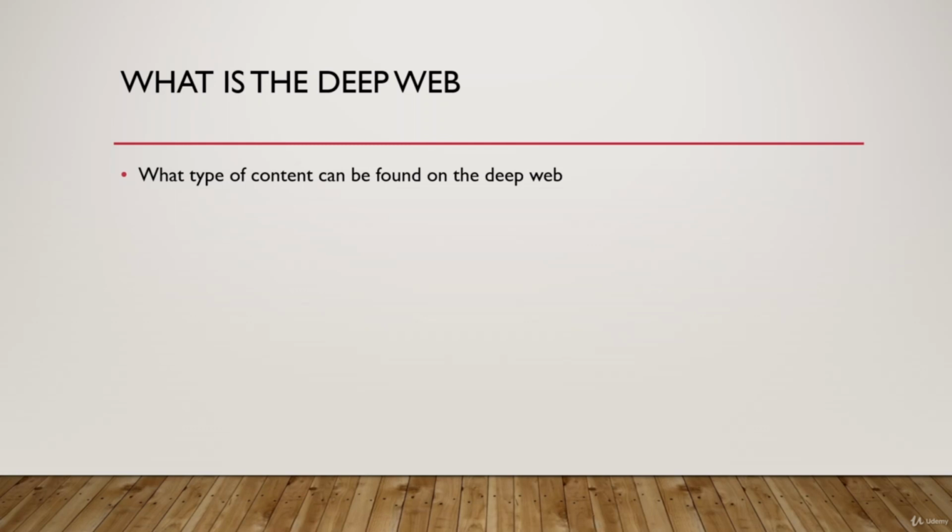But as I mentioned before, the type of content that you can find on the deep web will be mostly boring stuff. For example, emails, archives, bank account statements, and those pages are usually protected by passwords and things that you can't really connect to. So let's answer some questions about the deep web.